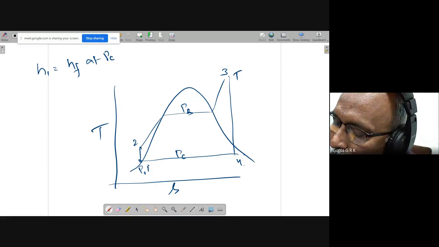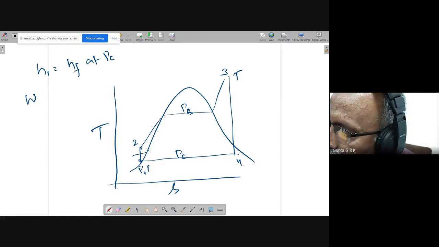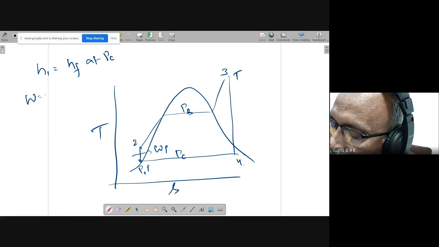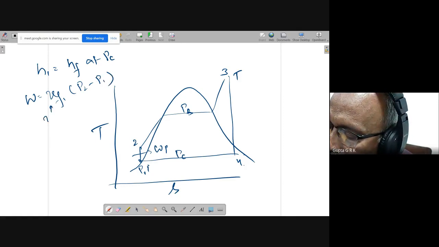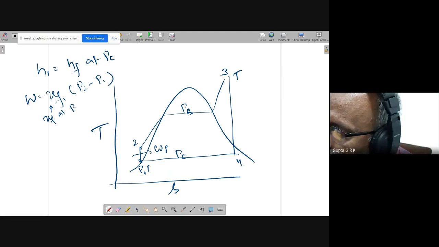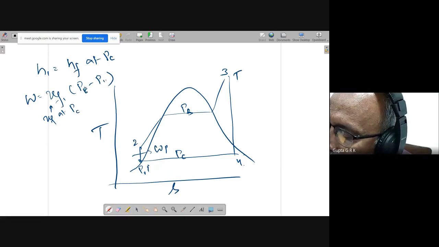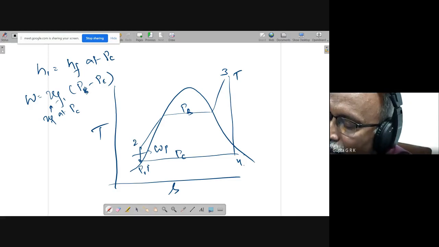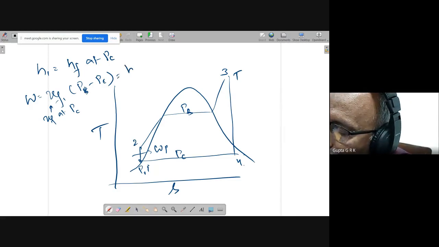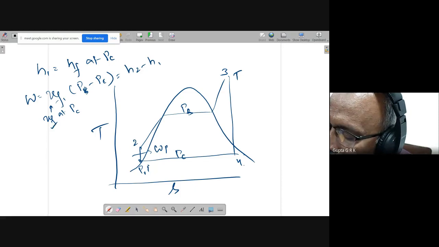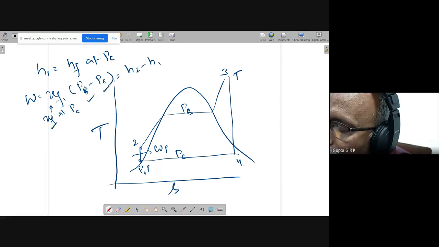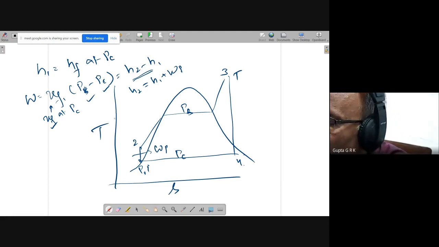Only 2. For 2, what I have to do is W pump is equal to VF1 into (P2 minus P1). VF1 is VF at PC. So this is PB minus PC, which is equal to H2 minus H1. VF can be obtained from the table. P boiler and P condenser are given, so I can find this. So H2 is equal to H1 plus WP. So I can get H2.